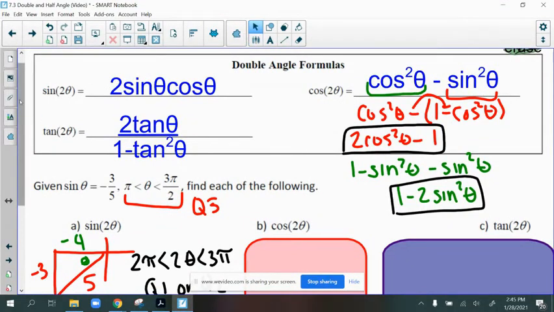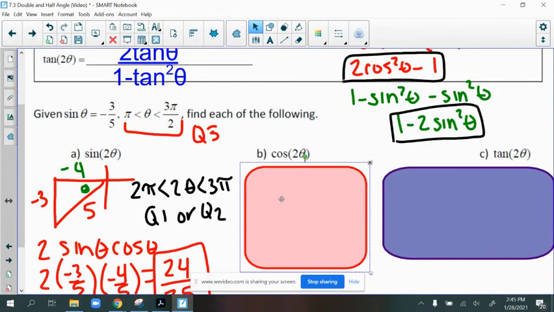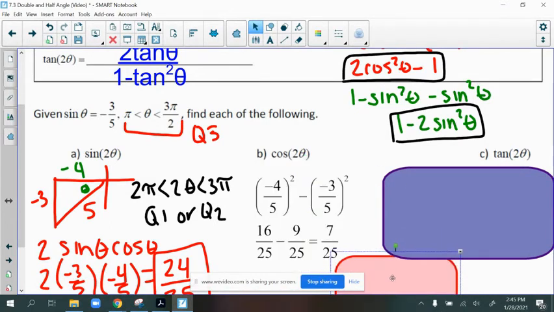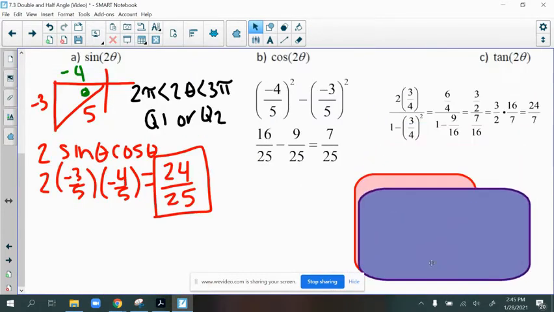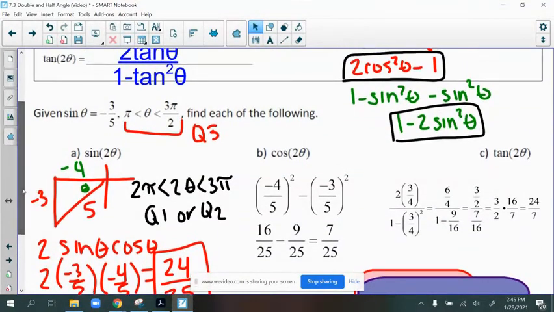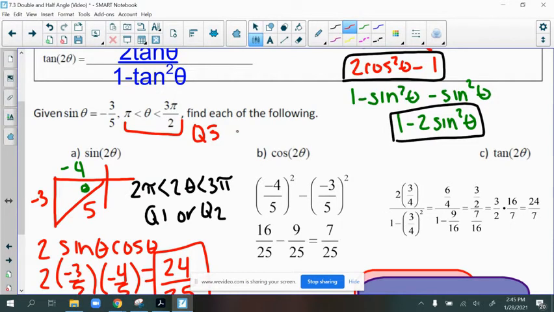Okay, here are the answers for cosine. And here are the answers for tangent, with a little bit of my work. So you can now say for certain that this angle, when you doubled it, is now in quadrant 1, because the cosine ended up positive, the tangent ended up positive, and the sine was positive. You would really only need one of those to determine that, but if you knew all three, you definitely knew where you were.